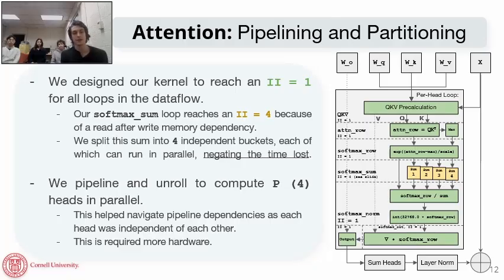We also pipeline and unroll the per head loop by 4 in order to better navigate pipeline dependencies, as each head was completely independent of each other. While this required more hardware, this sped up the runtime of our kernel.